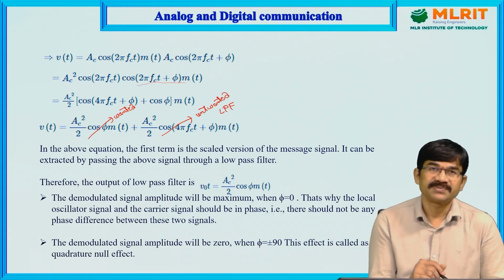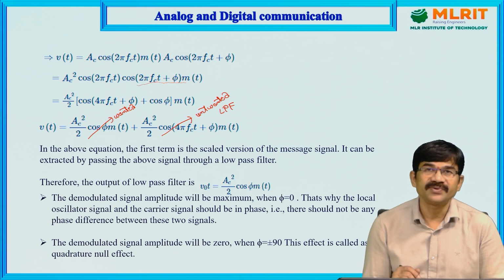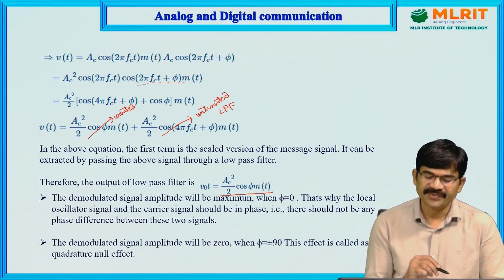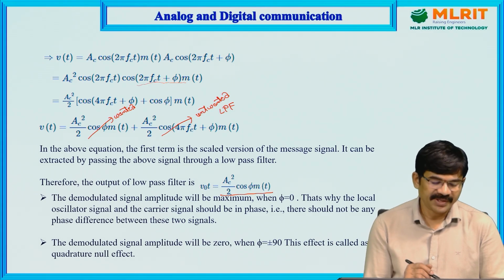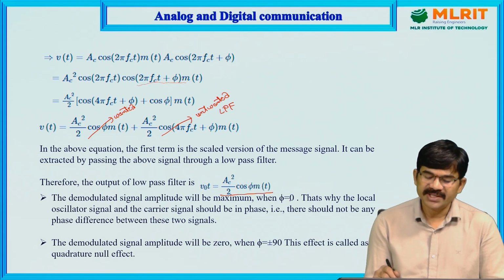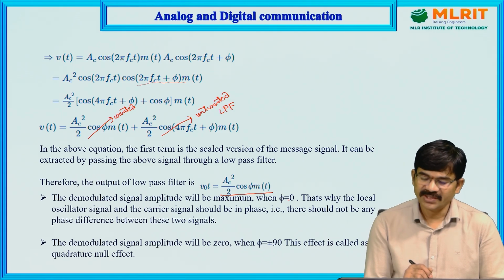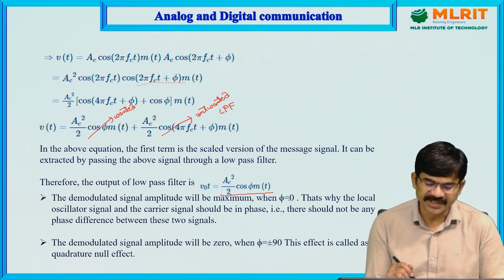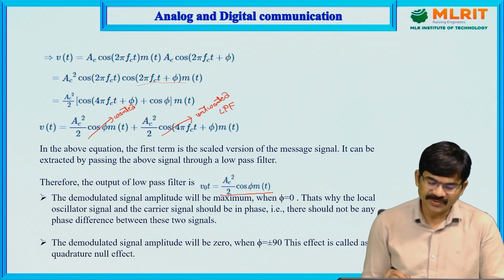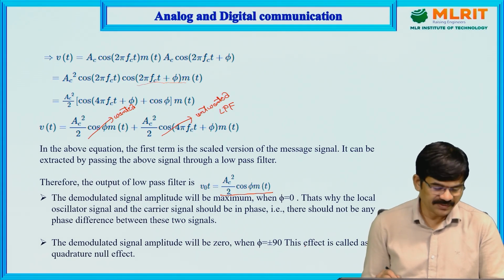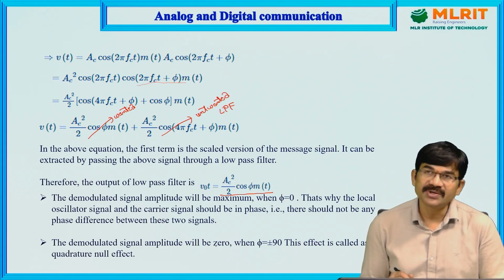So already what I explained. Therefore, the output of the low pass filter is AC square by 2 cos phi m of t. So if phi is equal to 0, cos 0 is nothing but 1. So what value are we getting? The maximum signal. If phi is equal to plus or minus 90 degrees, what output are we getting? Zero output.